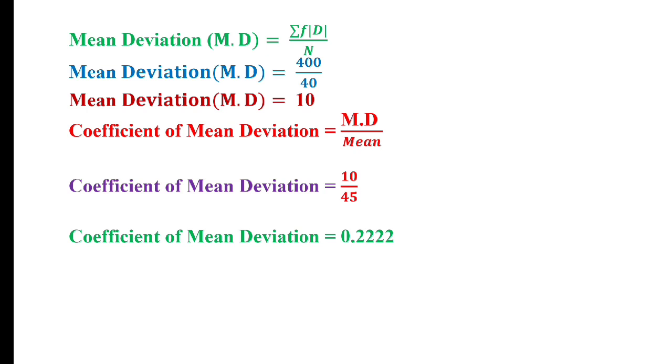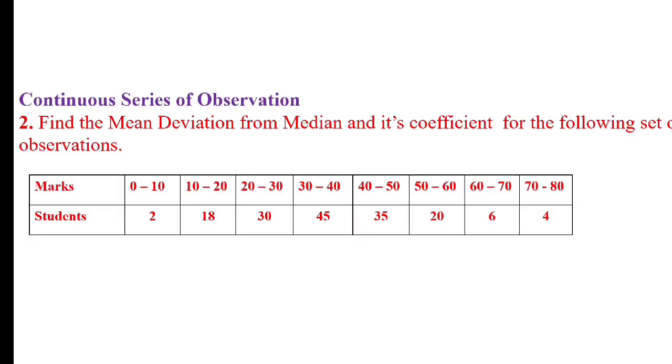Now I am going to explain mean deviation from median. Another problem I have taken. The problem is marks and students: 0 to 10, 2; 10 to 20, 18; 20 to 30, 30; 30 to 40, 45; 40 to 50, 35; 50 to 60, 20; 60 to 70, 6; 70 to 80, 4. Solution: here we are going to study mean deviation from median. We need to find the median.